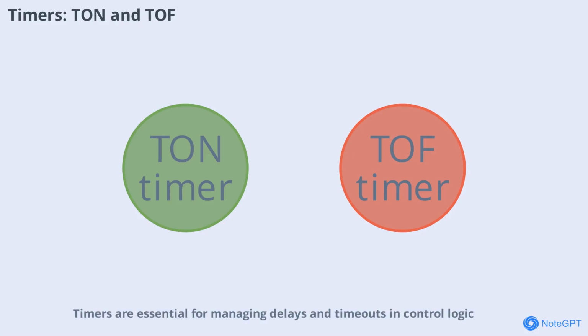Timers are essential for managing delays and timeouts in control logic. The TON on-delay timer is used for feedback timeouts, ensuring that signals remain true for a set period before taking action. The TOF off-delay timer is used for seal-in timers, maintaining outputs for a specified duration after the input turns off. Proper use of timers enhances system reliability and prevents nuisance trips or missed events.